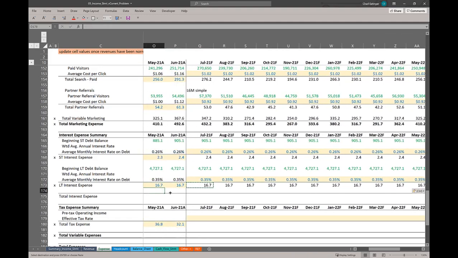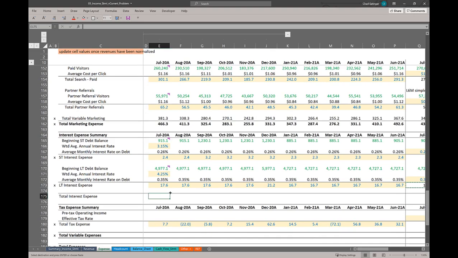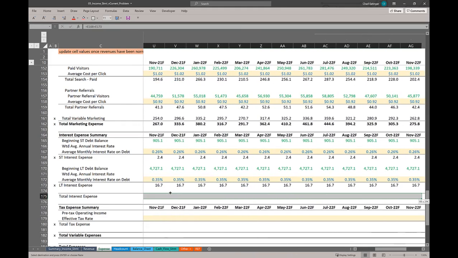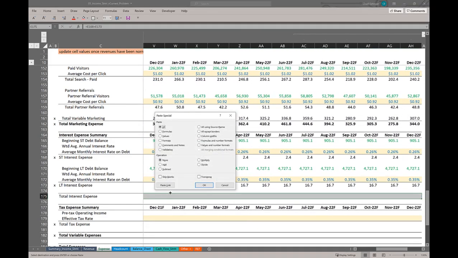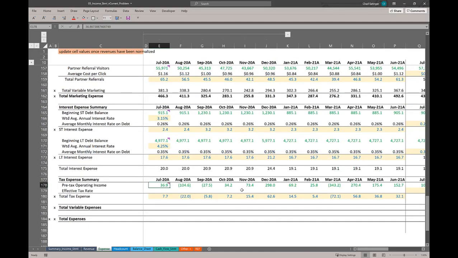So now we have interest expense, both short-term and long-term. Oftentimes these are just going to be grouped together on the income statement. And so to facilitate that, let's add in a summary of short-term and long-term interest for our total interest expenses. And we'll go ahead and copy that all the way across for both the historical and the forecasted period.